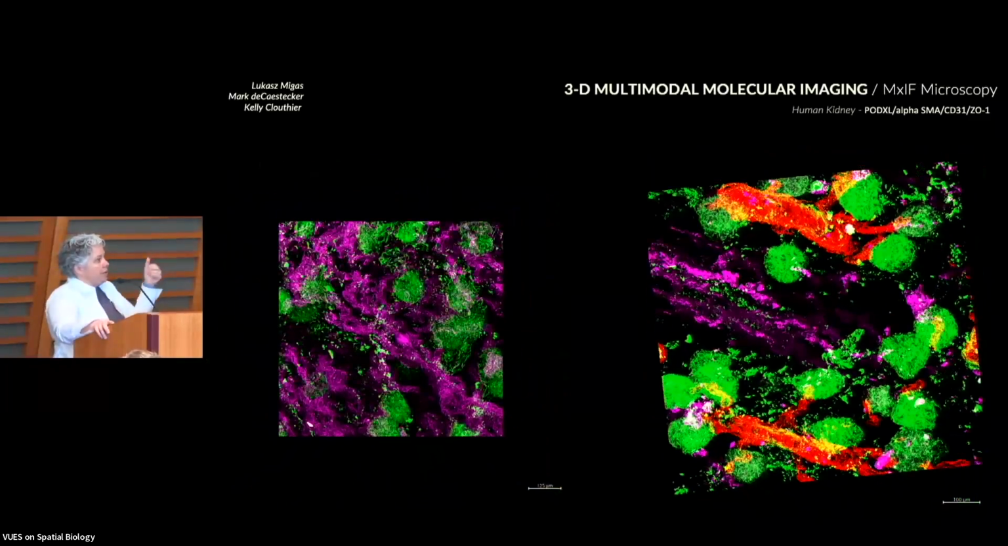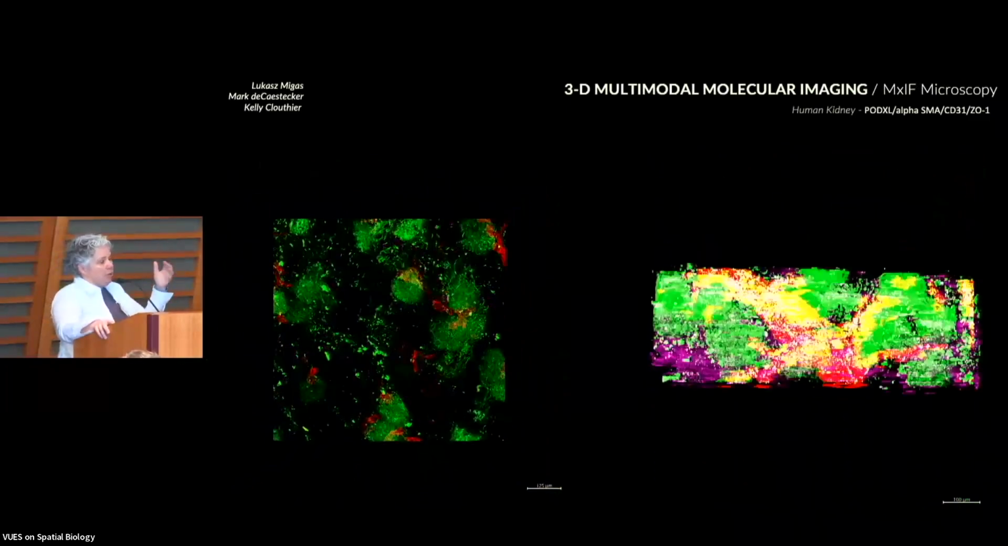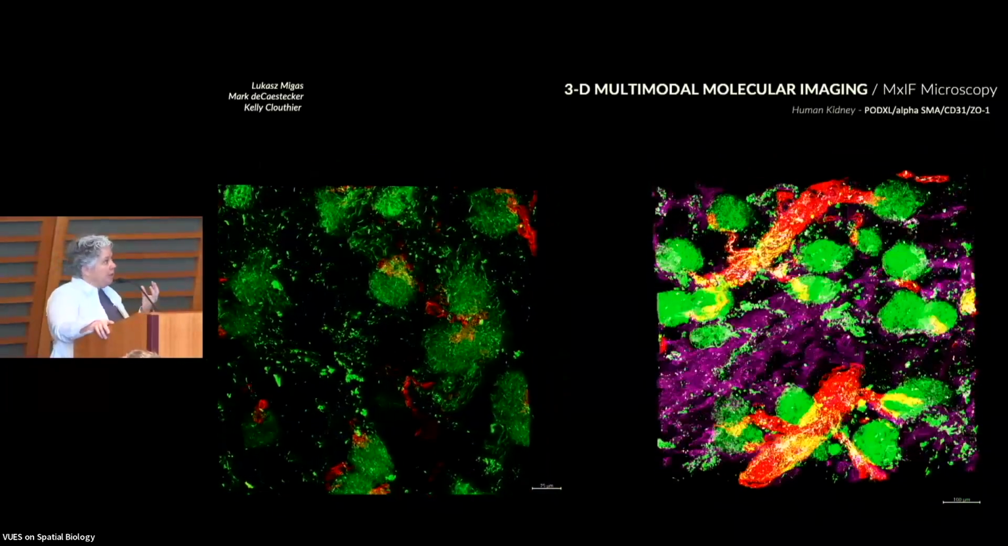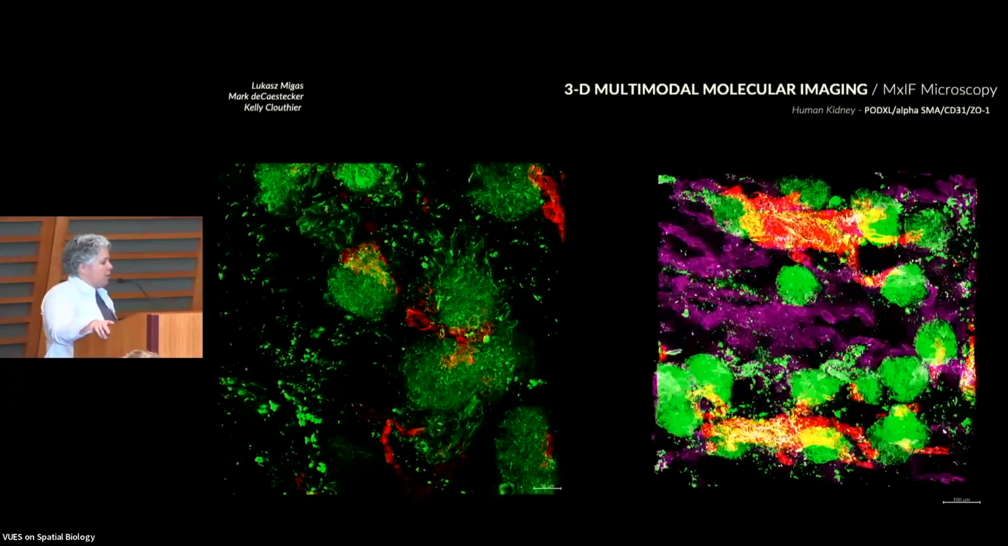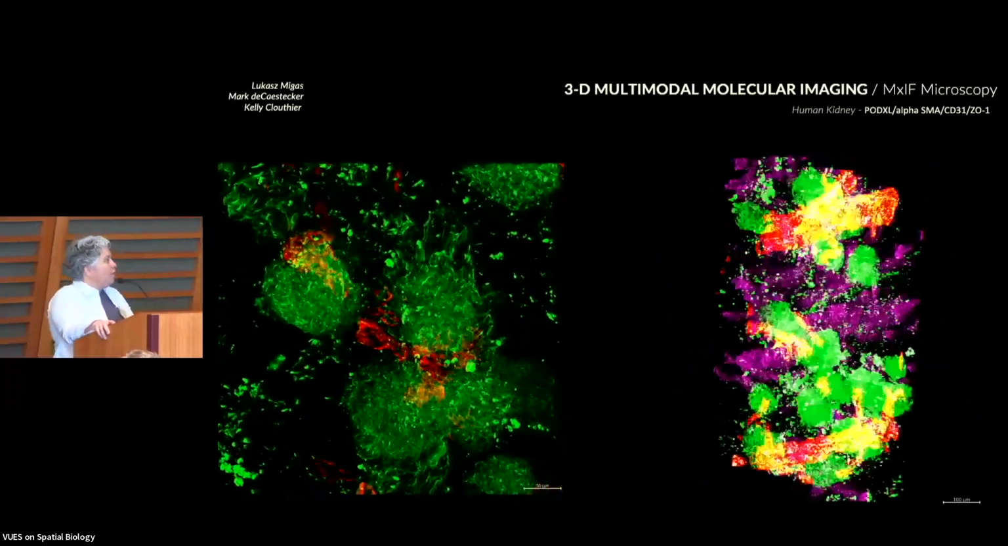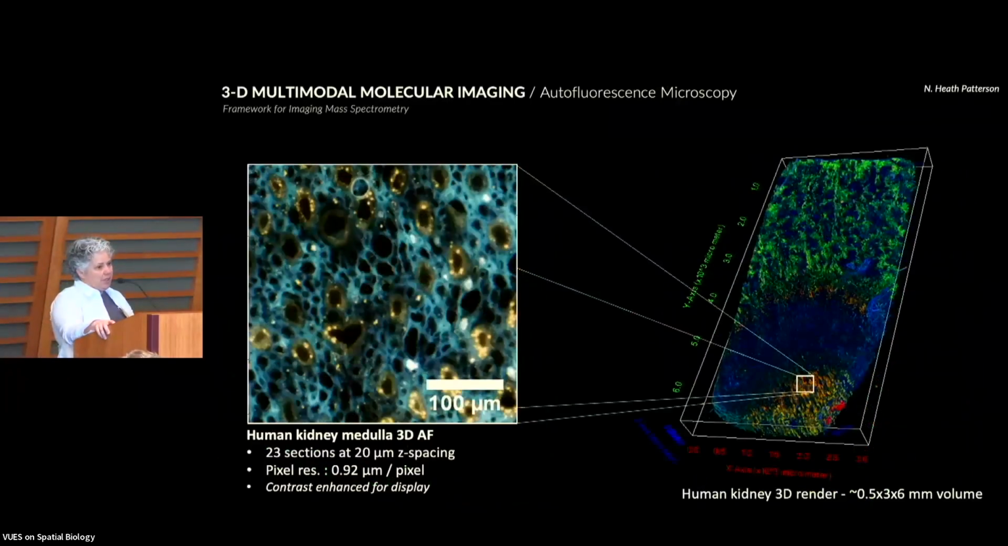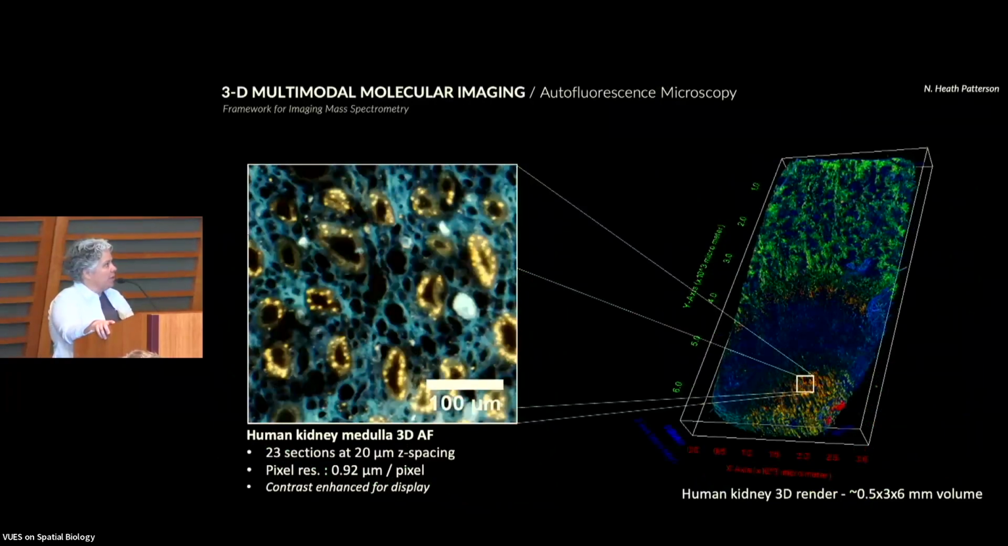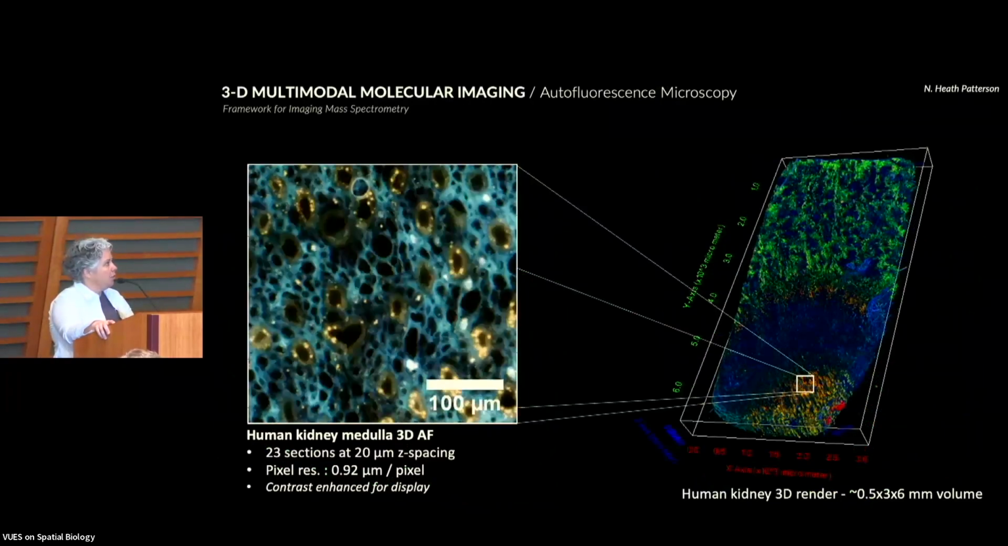How are any of these nephrons communicating with the stroma, the vasculature, the interstitial space, and really get at some of those complex biological questions? Now, of course, doing a 60-section MXIF or CODEX for every single sample would be just absurdly priced.